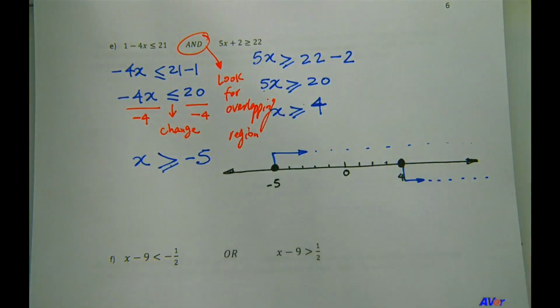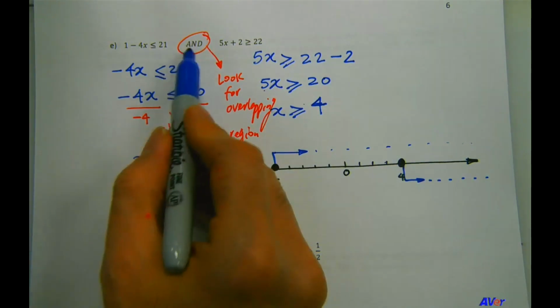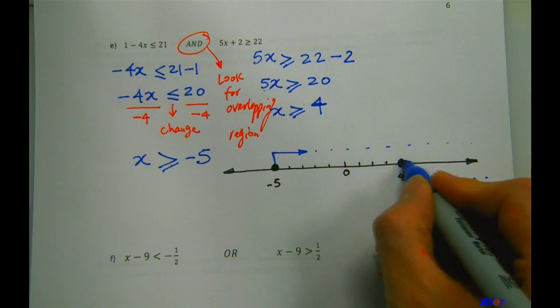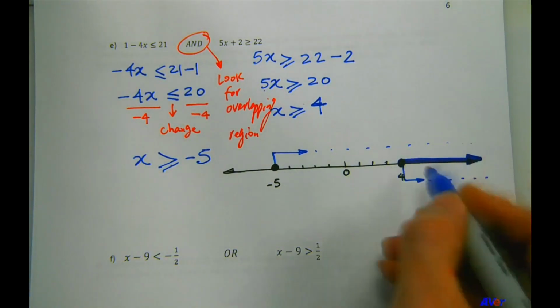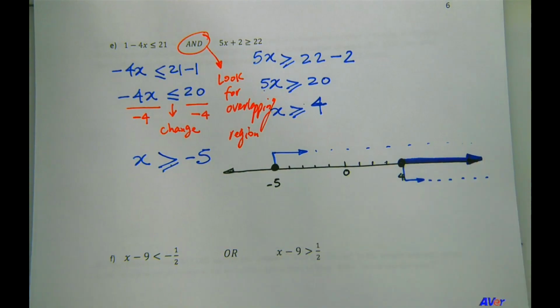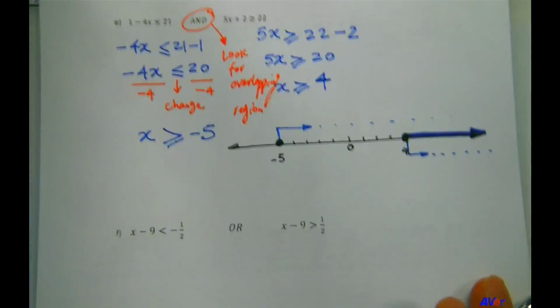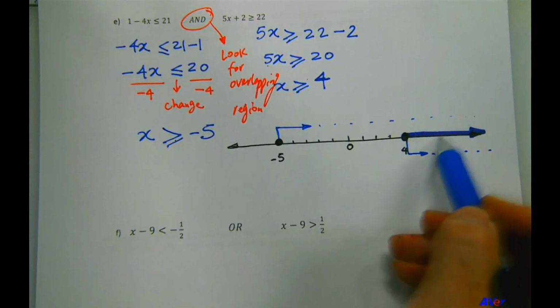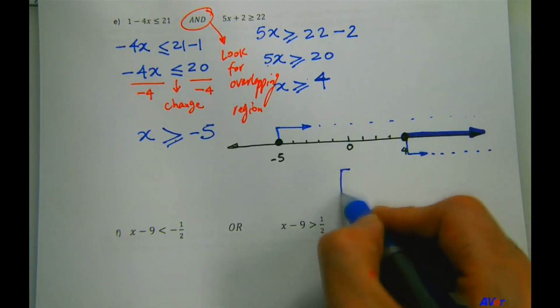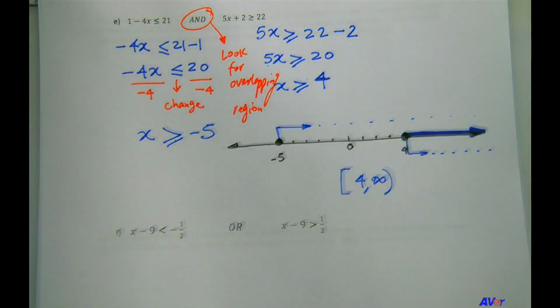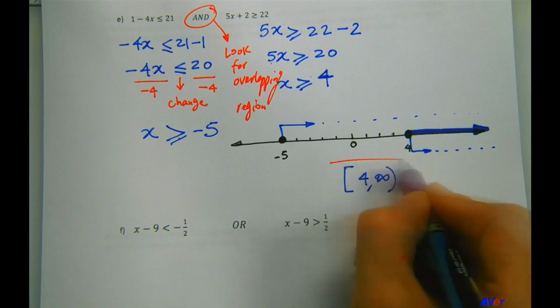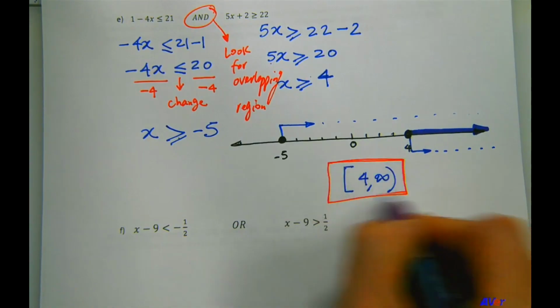Where do these individual solutions overlap? We want that because we have an "and" type of compound inequality. This is where they overlap. Right? That's where they overlap. So because of that, the final solution, you can see it in graphical form here, but the final solution is bracket 4, comma, infinity, parenthesis. So that is our final solution.